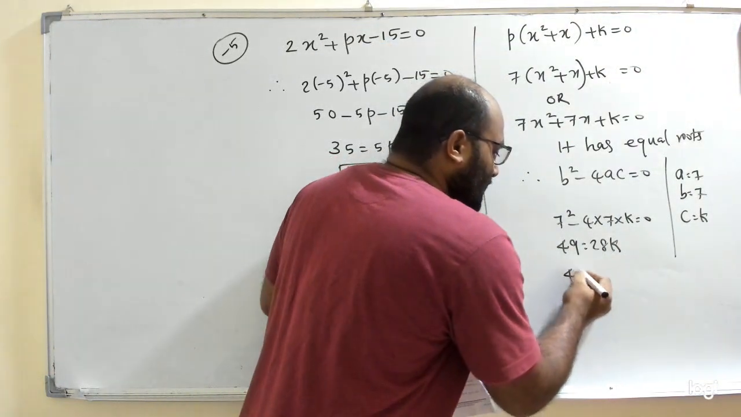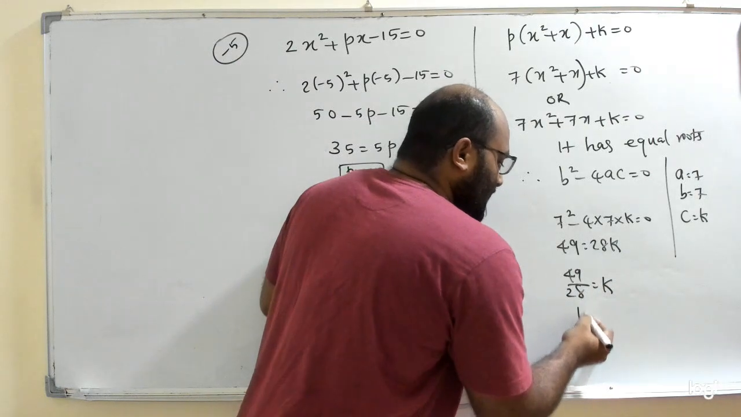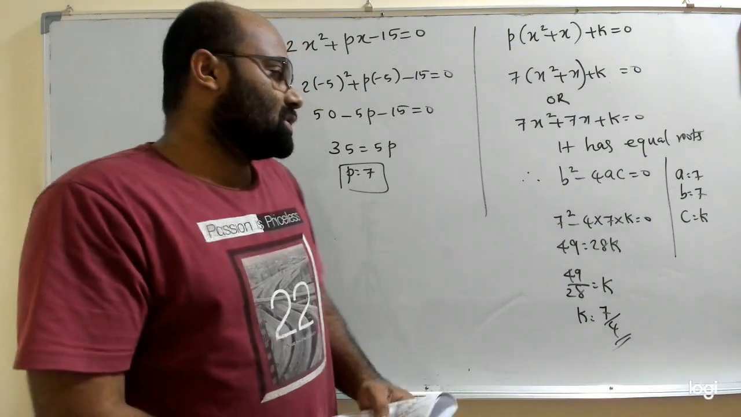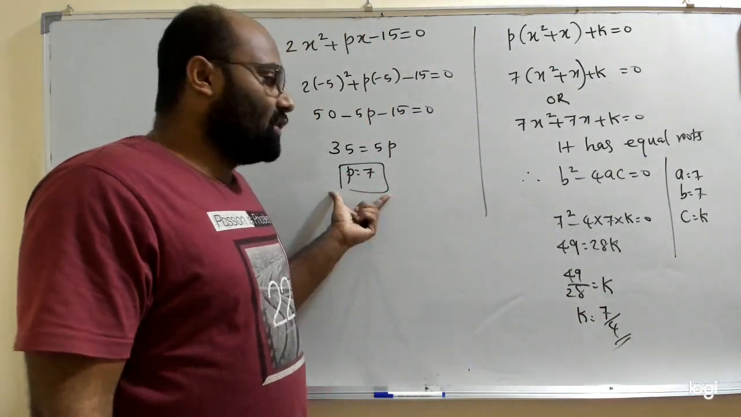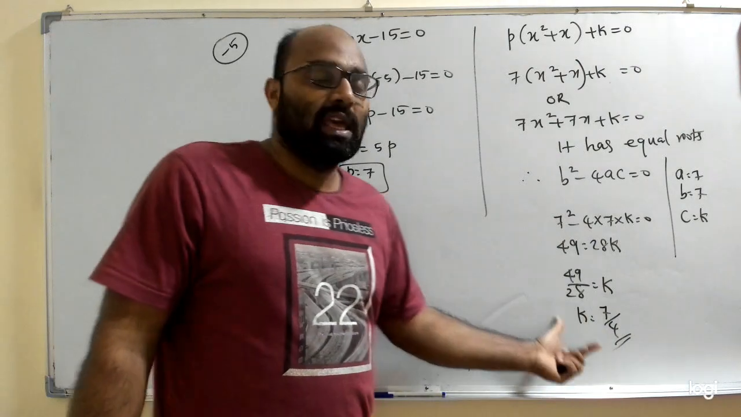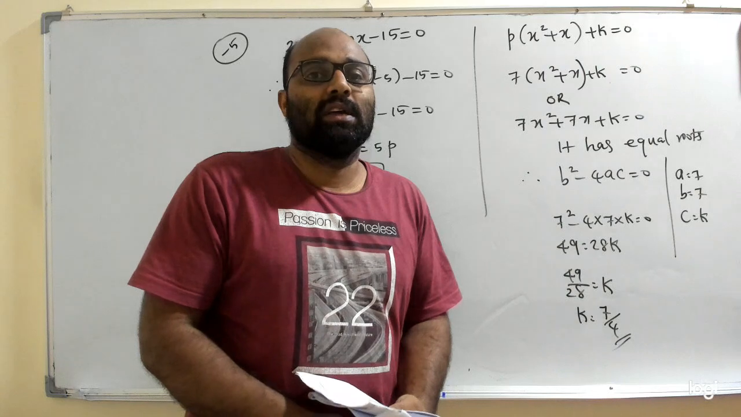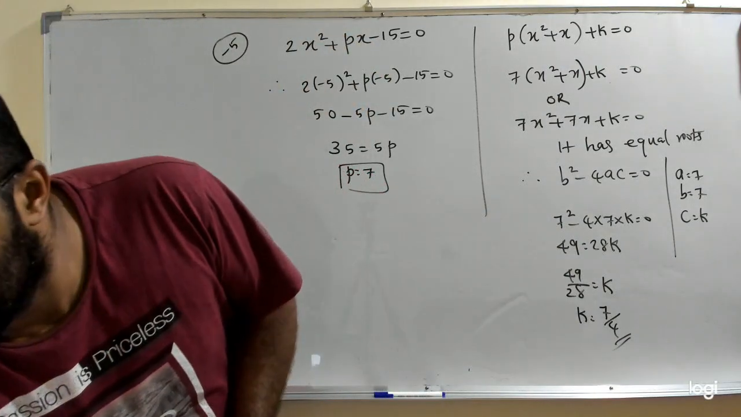So 49 by 28 equal to k. k equal to 7 by 4, because I divided it. Now we got the value of p equal to 7 and k is 7 by 4. Don't forget about this one, and the second question will come now.